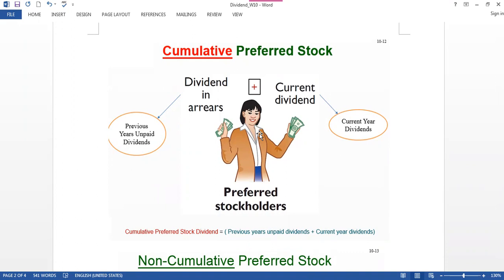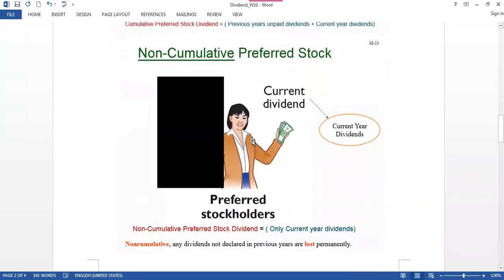So now try to see the difference between cumulative and non-cumulative. Look at this non-cumulative. Can you guess what is the difference between cumulative and non-cumulative? Yeah, the previous year unpaid dividend is not going to be received by her, right? So as she is preferred stock, but her other identity is non-cumulative. Non-cumulative means they are not going to receive any previous year unpaid dividend. Look at here, previous year unpaid dividend is completely lost.